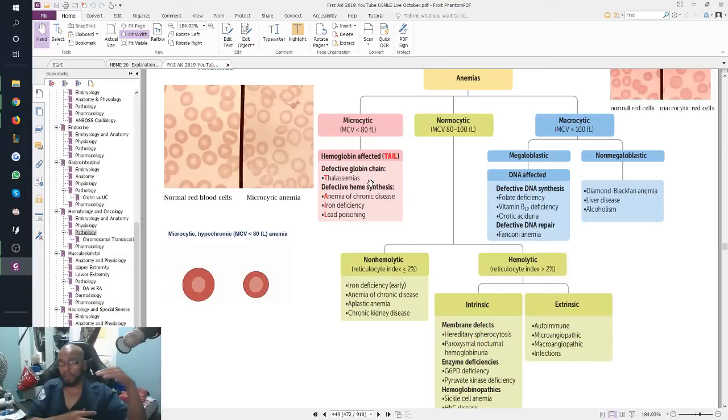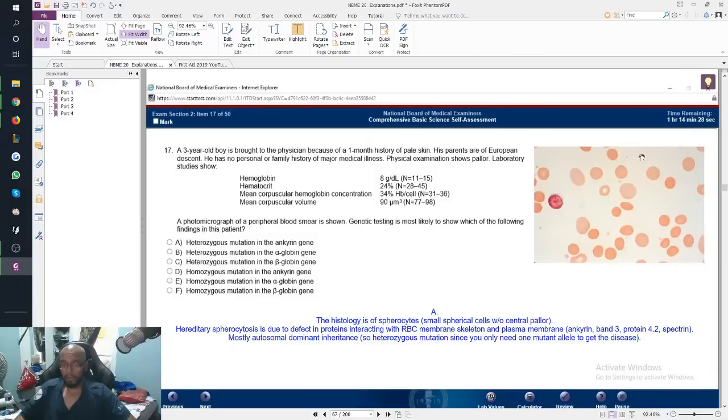Microcytic is going to be issues with heme or globin. Macrocytic is usually an issue with DNA. You don't have folate, you don't have B12, things like that. Normocytic means that you're just not building it correctly. Iron deficiency can do it. You might have a bone marrow issue. You might have G6PD. Something is causing you to not build your red blood cell in the right shape. And that was ankyrin.